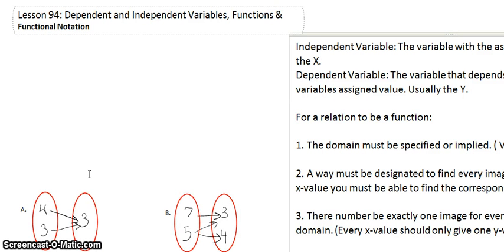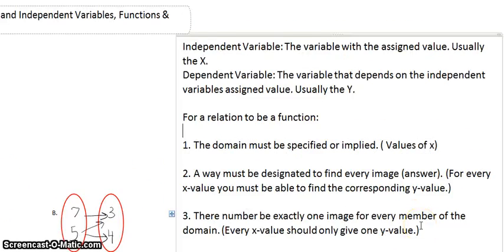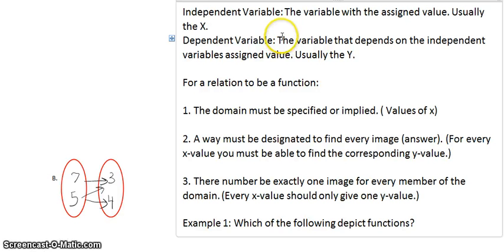In lesson 94, we're looking at dependent and independent variables, functions, and functional notation. So let's look over here. I have a few rules typed out. An independent variable is the variable with the assigned value, usually the x is how we'll see that. And the dependent variable is the variable that depends on the independent variable's assigned value, usually the y.